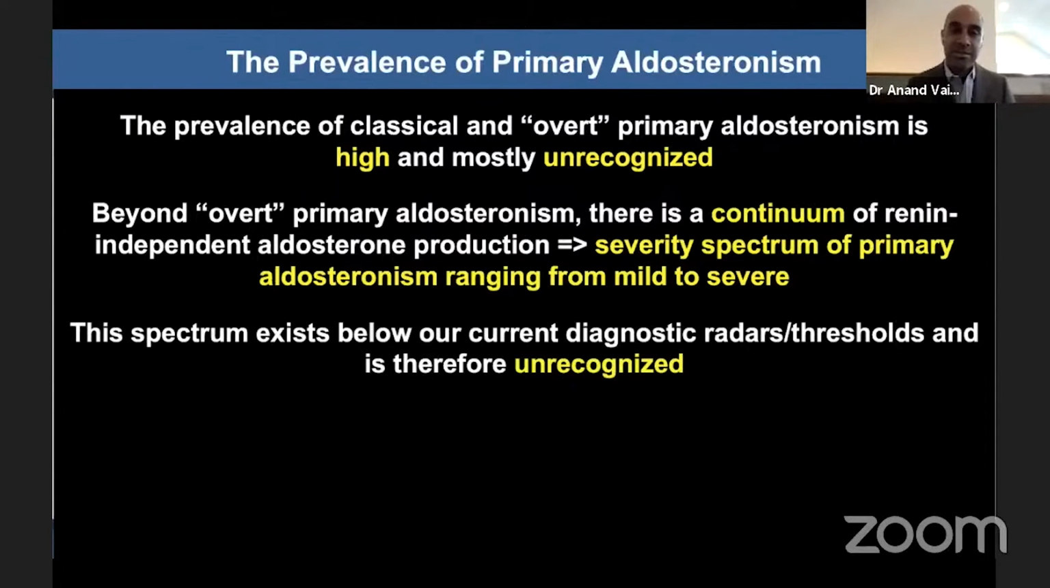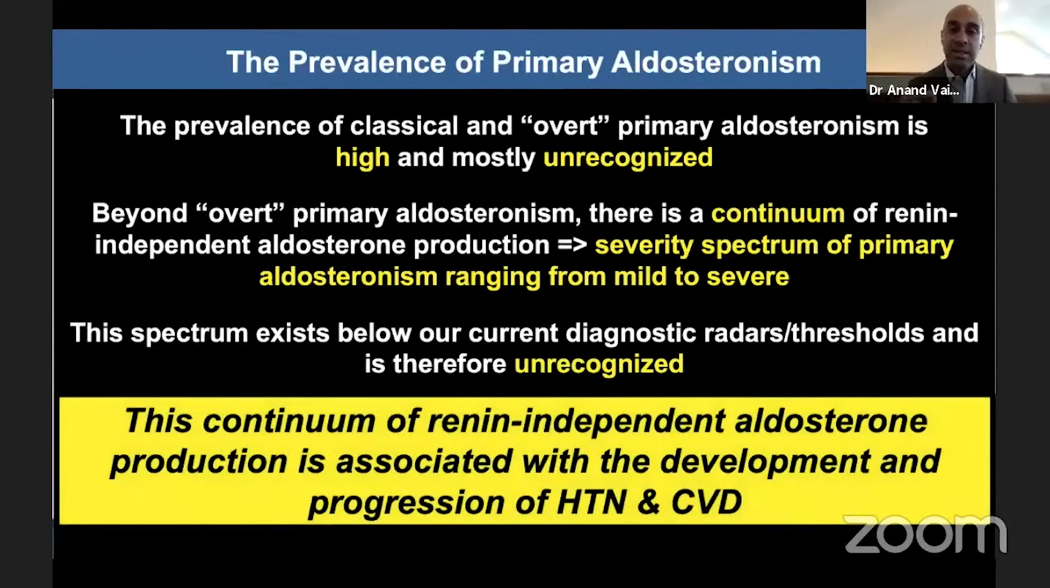And this entire spectrum is below the current accepted diagnostic thresholds, and therefore is completely unrecognized. The reason this is important is because this continuum of renin-independent aldosteronism is associated with cardiovascular risk. Normotensives who have this phenotype develop hypertension at a much higher pace. Hypertensives who have this phenotype develop cardiovascular disease and elevations in their blood pressure at a much higher pace. So this is a pathophysiologic continuum of primary aldosteronism that we know how to treat, but we're not diagnosing.